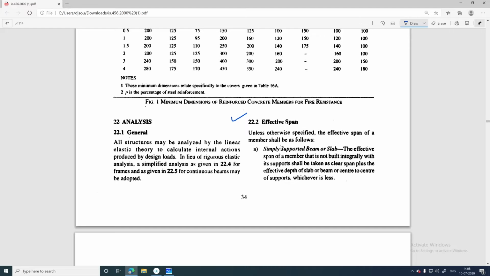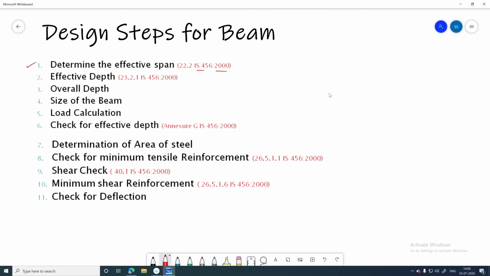For simply supported beam or slab, as you already know from strength of materials classes, there are types of supports: simply supported, cantilever or continuous, right? So for the simply supported case, the effective span of a member that is not built integrally with its support shall be taken as clear span plus the effective depth of the slab or beam. This is the first one, and the second one is the center to center distance of the supports, whichever is less. So let's draw it, then only you can understand.